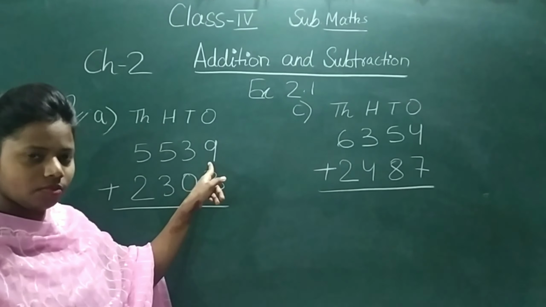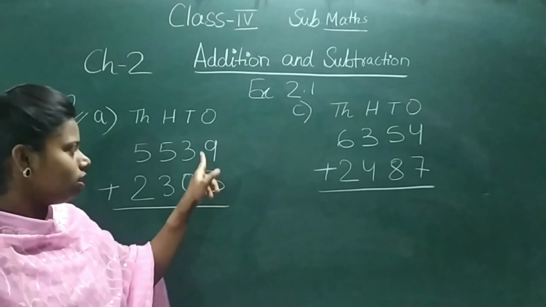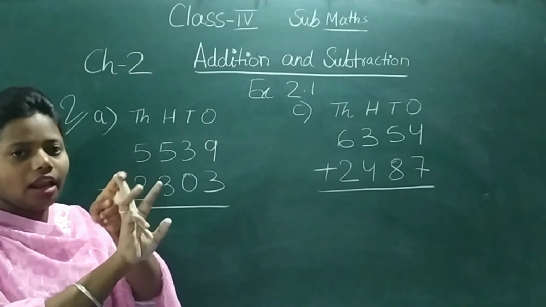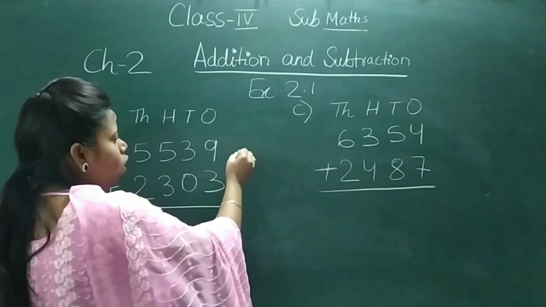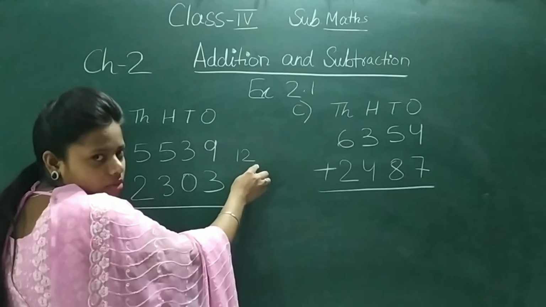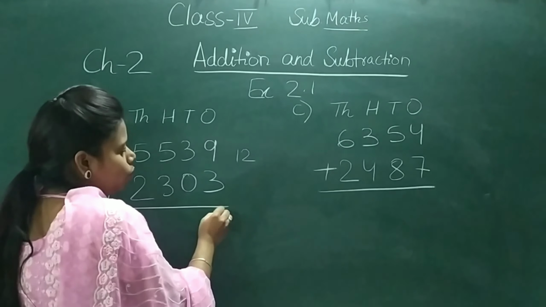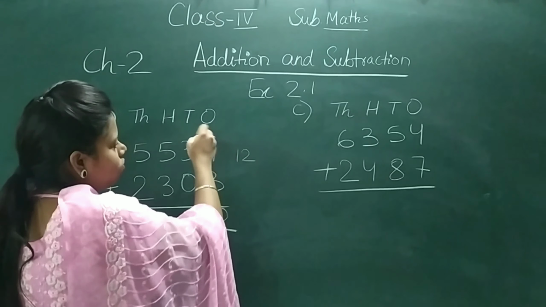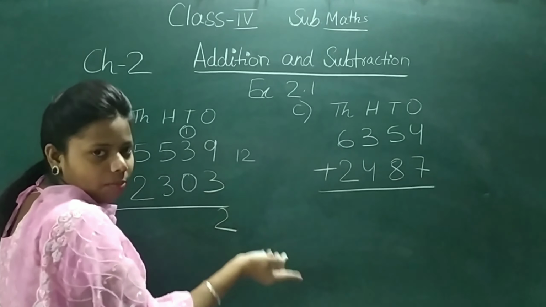9 plus 3. This is 9. We are going to add 3 to it. So 9, 10, 11, 12. So we have got 12, that is a 2-digit number. So 2 will be written here, I have already explained this in the let's recap, and 1 we will give as carry.